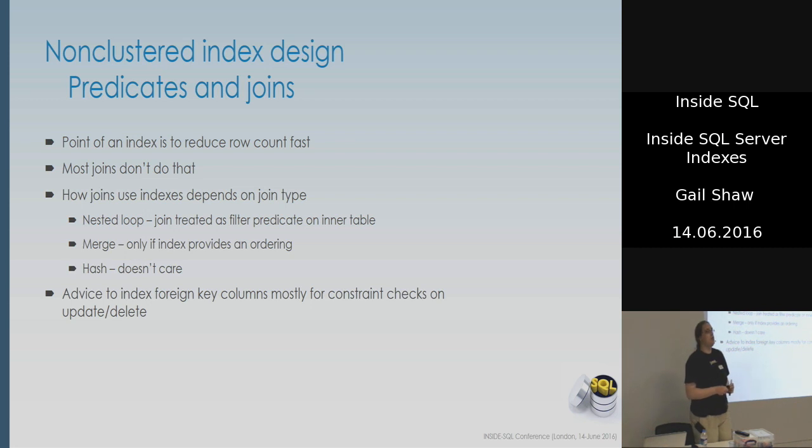But the primary use for an index is to support where clause predicates. So if you've got a query that's got predicates in the where clause, that's what you want to look at for indexing first. Joins is a secondary consideration, and it's not something you're going to create a second index for.